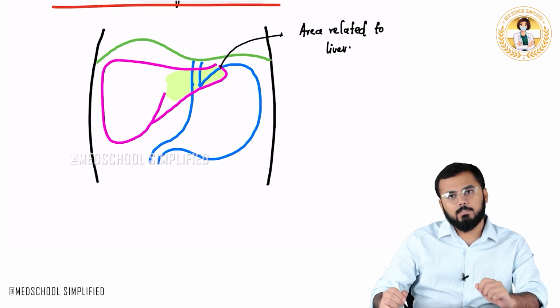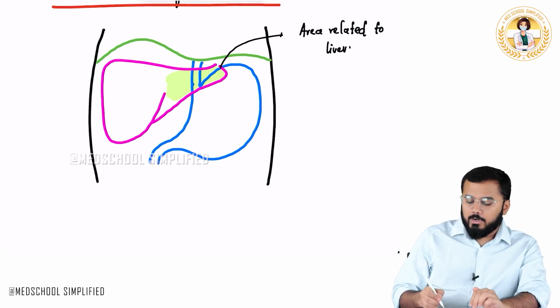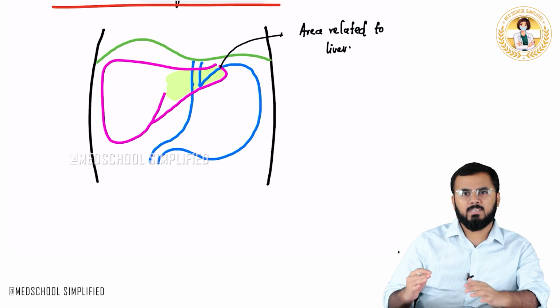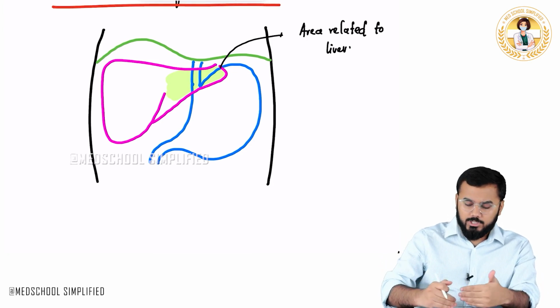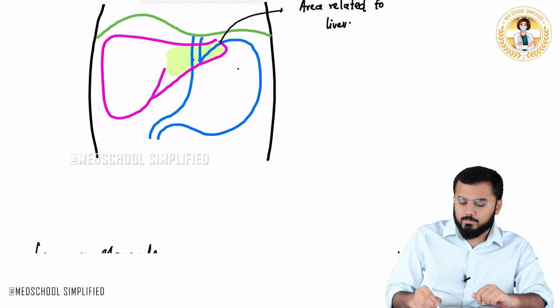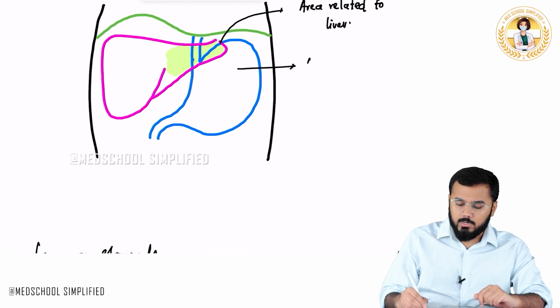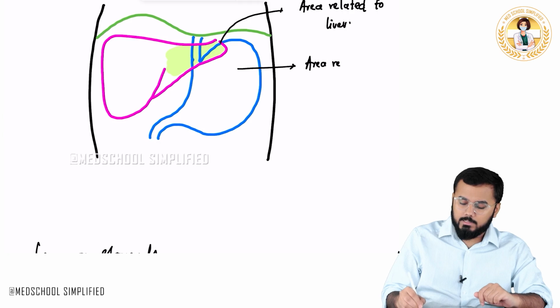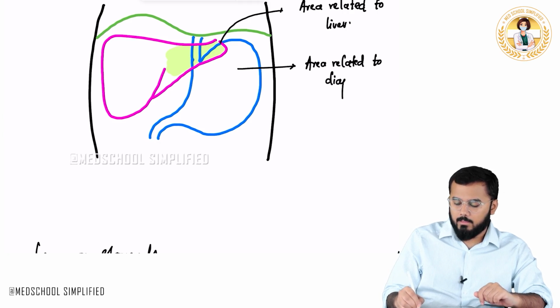The next important thing is the diaphragm. Actually, I have drawn the diaphragm as a single line, but the diaphragm is a vast sheet which goes all the way down over here. So this area is called the area that is related to the diaphragm.